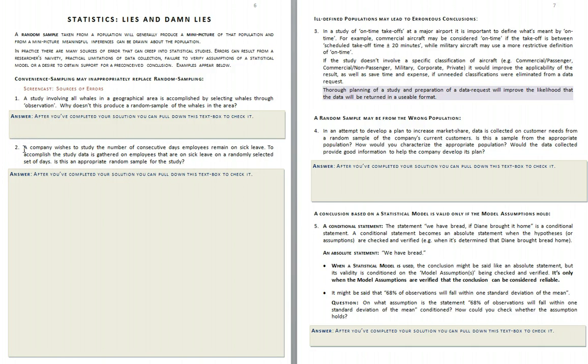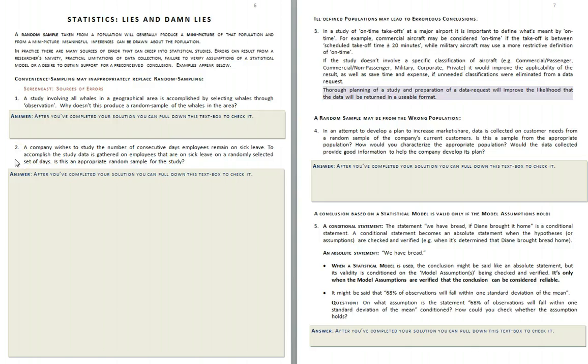Example 2 is subtle. It says, a company wishes to study the number of consecutive days employees remain on sick leave. To accomplish the study, data is gathered on employees that are on sick leave on a randomly selected set of days. The question for you to reflect on is, is this an appropriate random sample for the study? You may wish to pause this screencast and think about it.